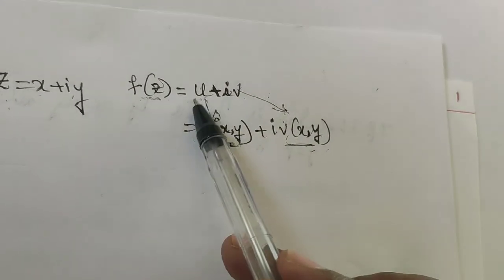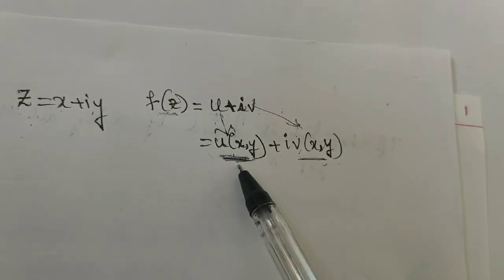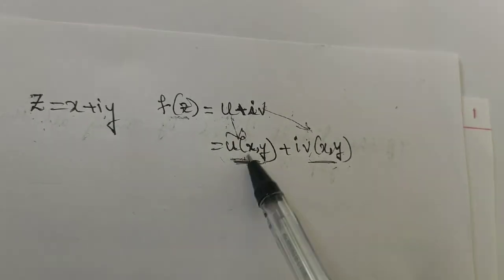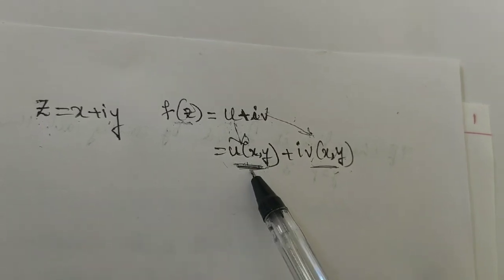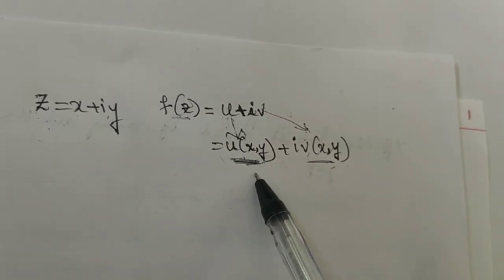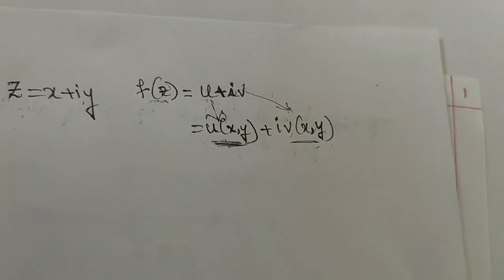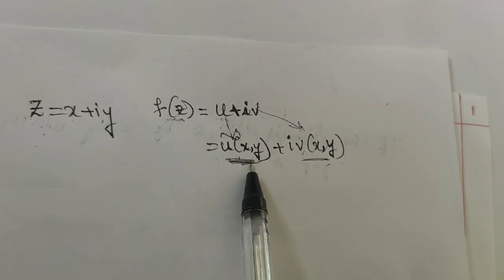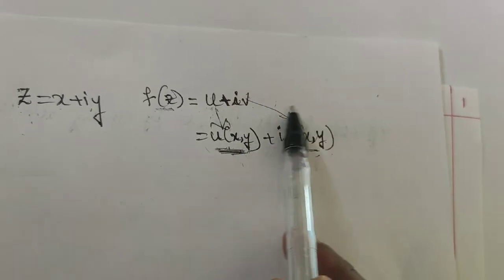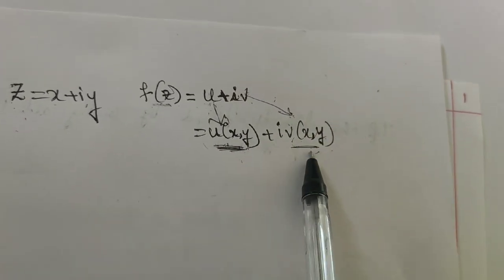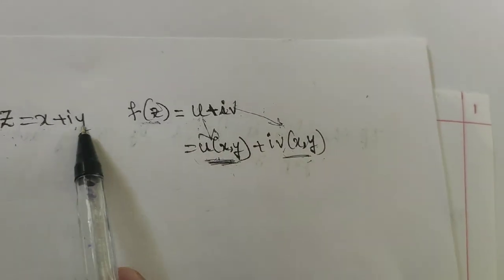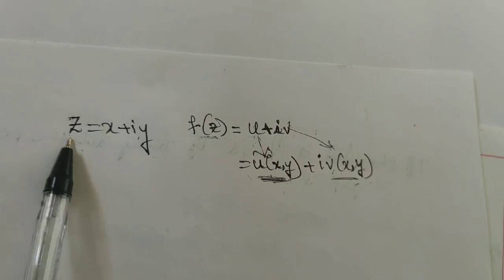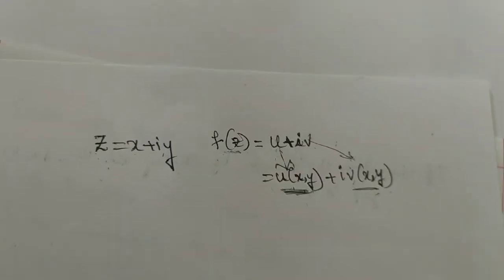Why? We can write u as u of x comma y. That means we can write u as an ordered pair. Ordered pair is also one complex variable. One of the definitions of a complex variable is an ordered pair. We can write it in the complex variable form, ordered pair form, but we can't write x and y in the ordered pair form. That is the difference between function of z and a complex variable z.